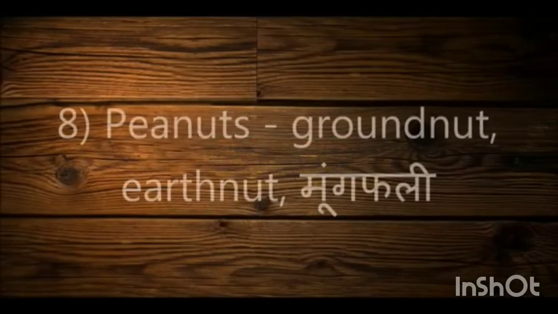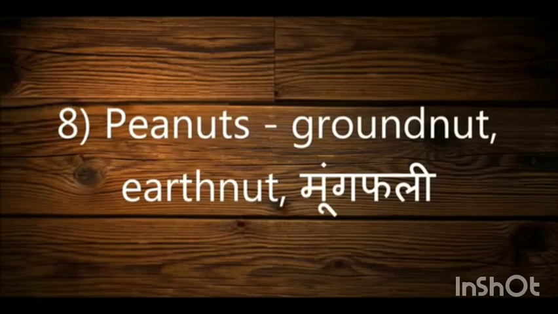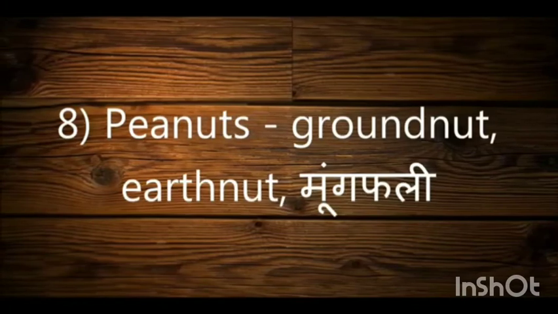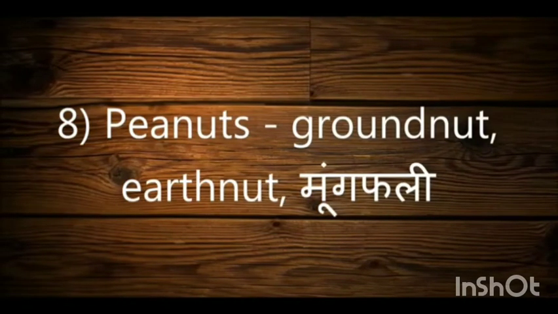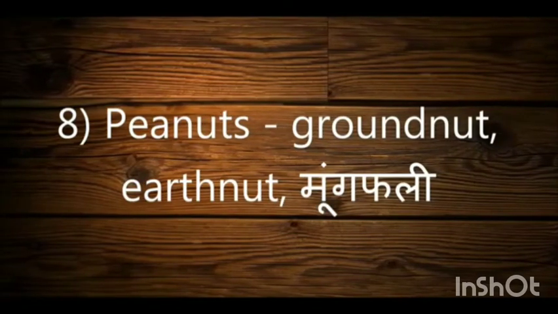Next word is peanuts. Very easy. Peanuts, meaning moongfali. Both are what? Single word. Peanuts. Both are one word, not different. I hope you have written peanuts. Hoping that you might have written, we will move forward to see the spelling of peanuts. The spelling of peanuts is P-E-A-N-U-T-S. Its meaning is groundnut. It's also called earth nut. So we got 3 names for peanuts: groundnut, earth nut, peanuts. Hoping you might have scored 1 more marks, we'll move ahead with the next word.